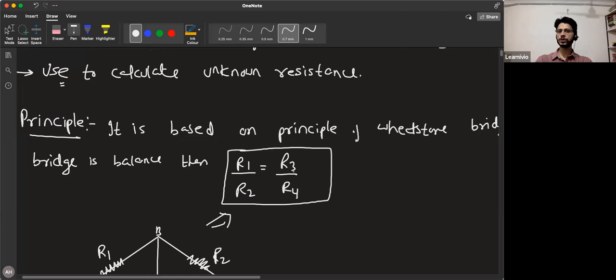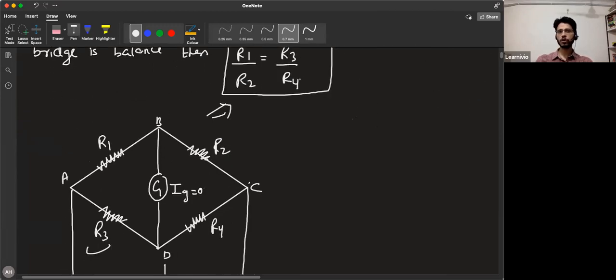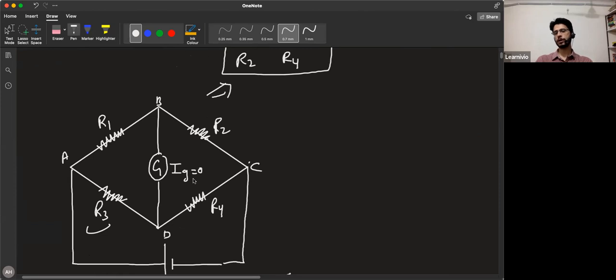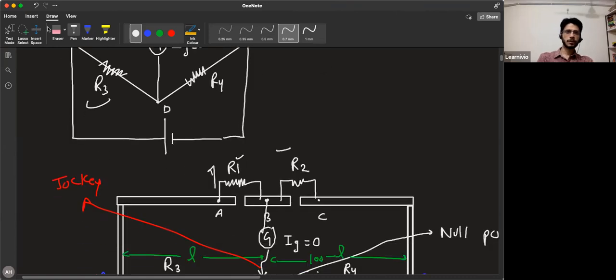What was the principle of Wheatstone bridge? Kinza will tell. Kinza, what was the balancing condition for Wheatstone bridge? R1 by R2 is equal to R3 by R4. That means the bridge is balanced. If the bridge is balanced, no current will pass through the galvanometer. It's the same principle on which this meter bridge is based. Current through the galvanometer will be zero. So this is the principle. We'll draw it.